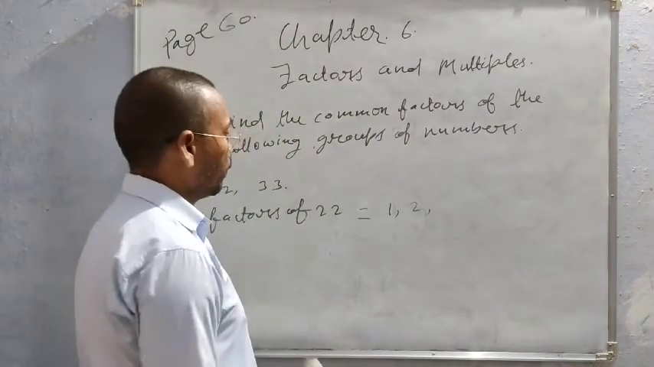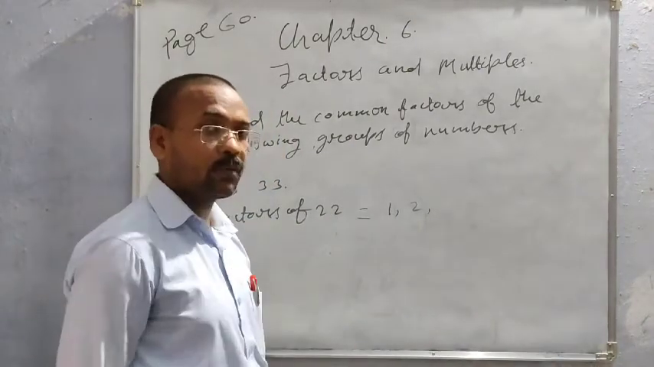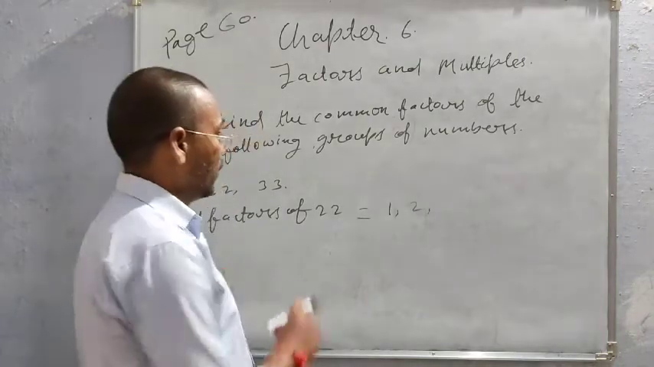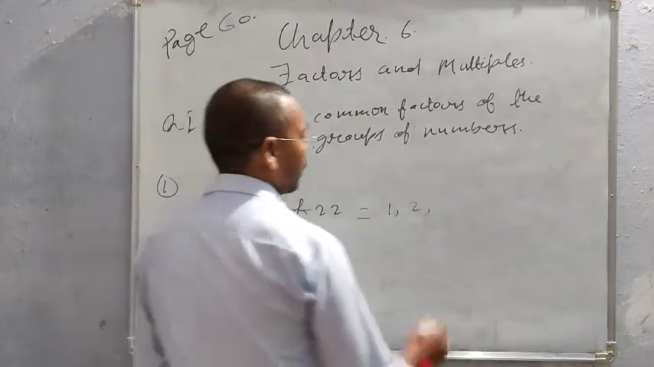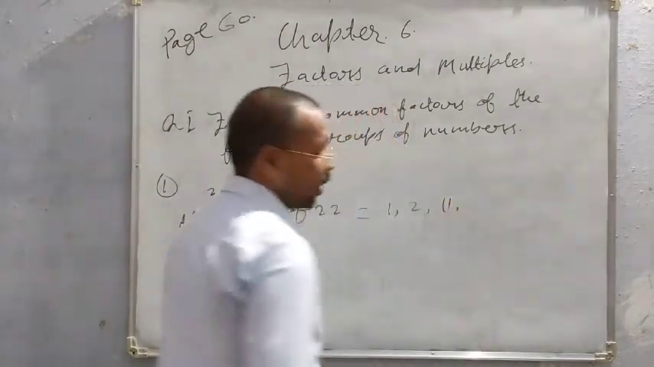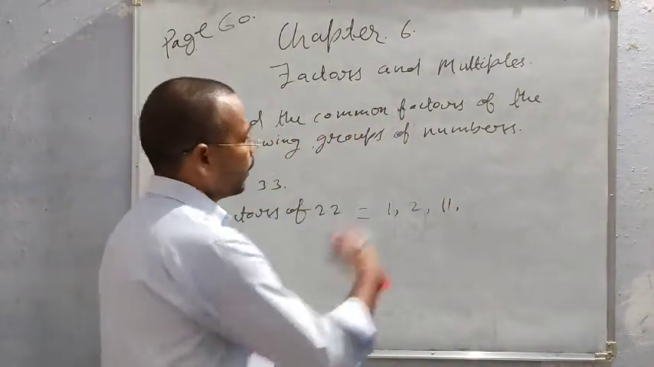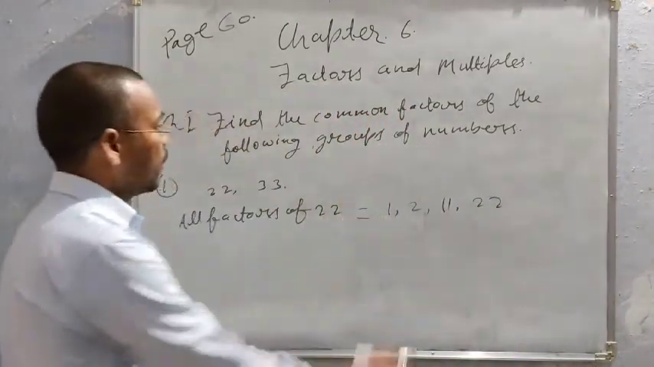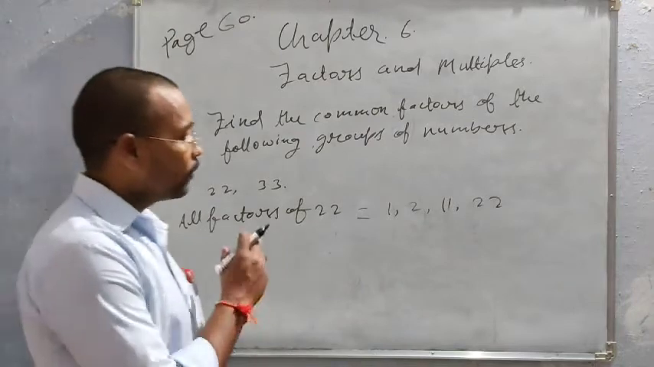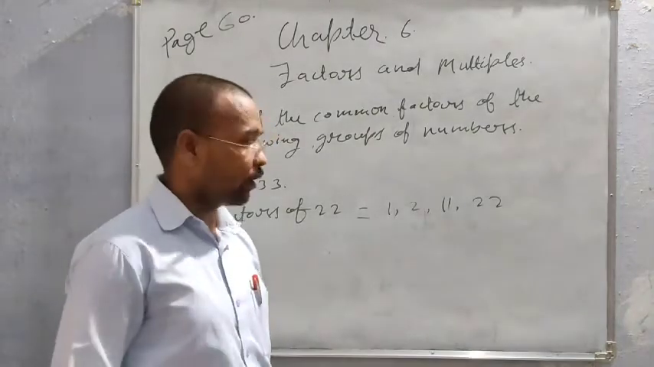Then after 4, 5 is not a factor of 22 because 22 is not divided by 5. 6 is also not a factor of 22. So after 2 there will be 11. 11 is a factor of 22 and after 11 there will be 22. So all the factors of 22 are 1, 2, 11 and 22.